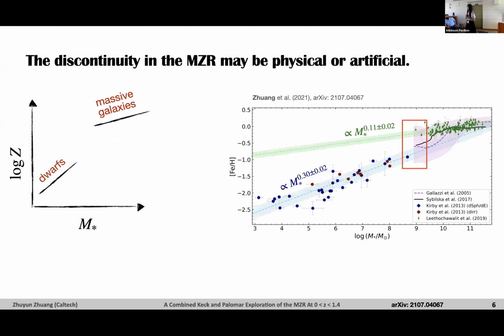So the right plot shows the currently observed stellar MZR in the local universe. And you can see that at around 10 to the 9 solar masses, there's a discontinuity between the high mass MZR shown by the green lines and the low mass MZR shown by the blue lines. And if both of them are correct, it is very likely that a break should be present in the stellar MZR in the local universe. But this discontinuity may be an artificial effect instead. But if it is real, it definitely suggests that we have a break.